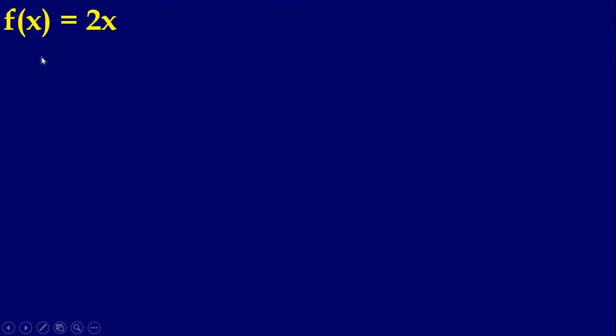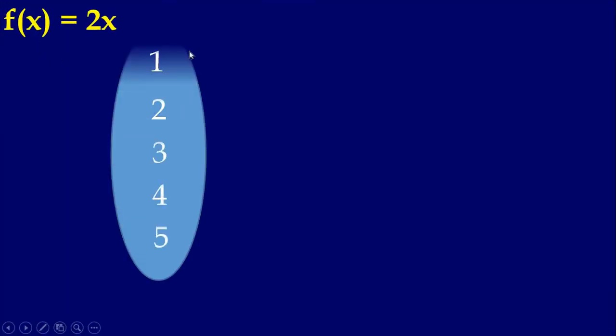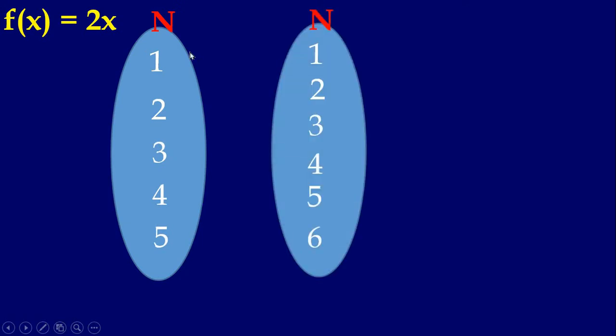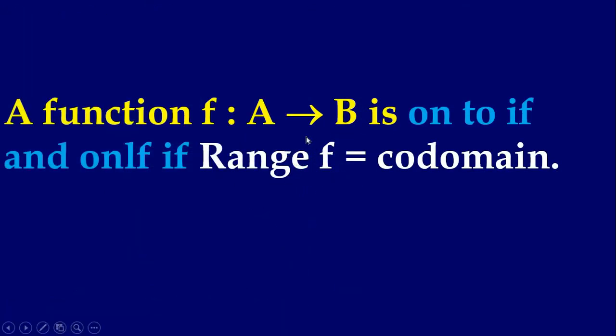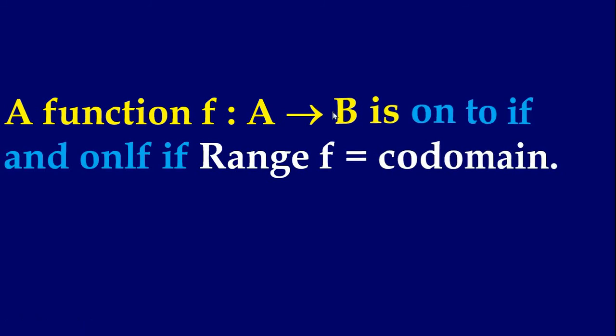We see the diagrammatic representation of this function, given f of x equals 2x, where the first set is the natural number set and the second set is also the natural number set. Suppose you consider x equals 1. When x equals 1, 2 into 1 is 2, so f of 1 is 2, and f of 2 is 2 into 2, which is 4. When x equals 3, f of 3 is 2 into 3, which is 6. Now see here, all the elements of the codomain are not images. So 1, 3, 5, all these are not images. Therefore this function is not onto. A function f from A to B is onto if and only if the range of f equals the codomain. If a function f from A to B is onto, then codomain and range are the same.